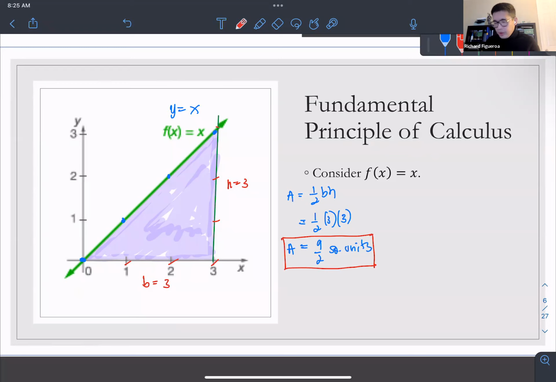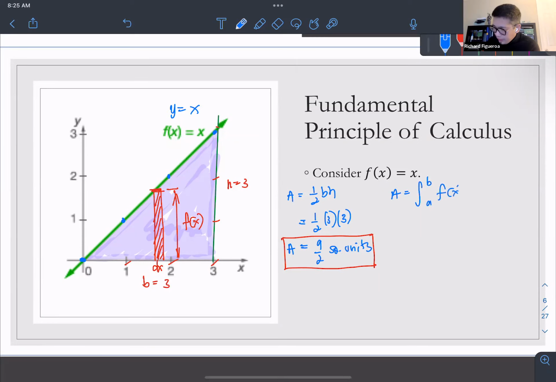However, we can do this as well using integral calculus. In integral calculus, I can represent, let's say I'm going to draw a single strip here. For the single strip, this is dx. So the width is dx. And then the height, saan ba siya nakatama? Nakatama siya dito sa f of x. So that would be the height, which is f of x. Therefore, in finding the area of this triangle, using our formula before, that is from A to B, f of x dx.